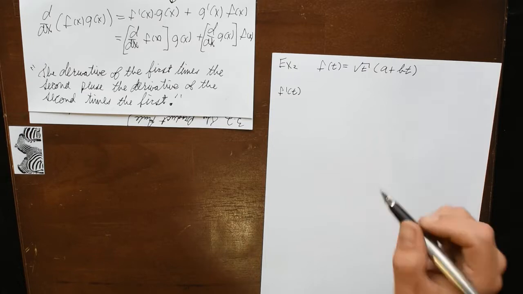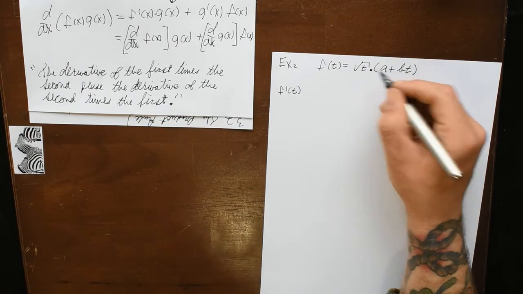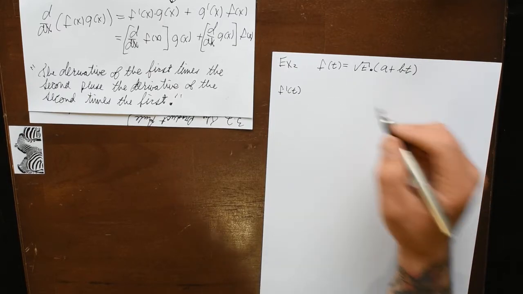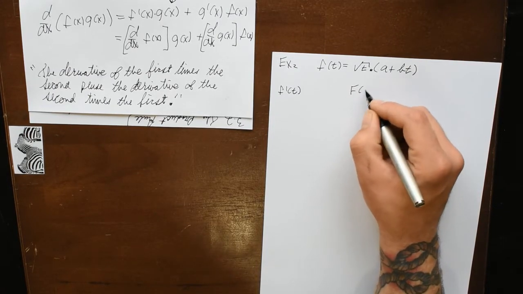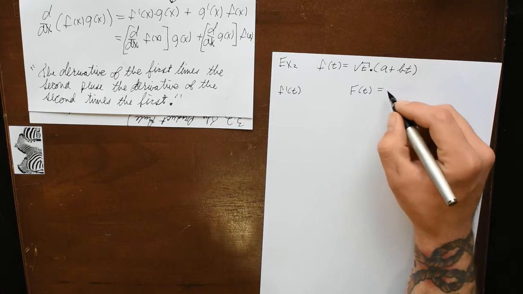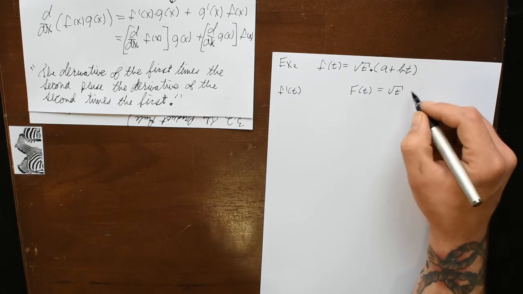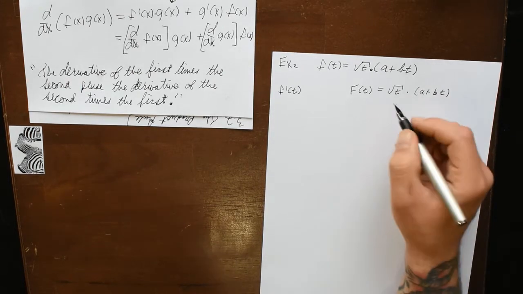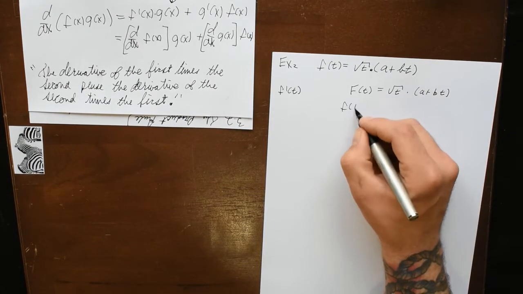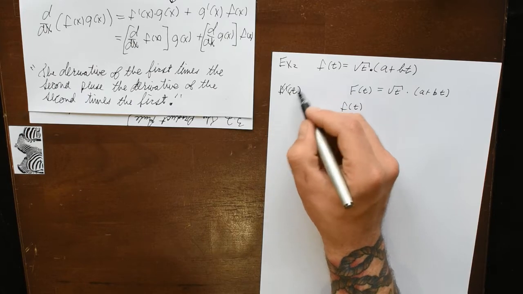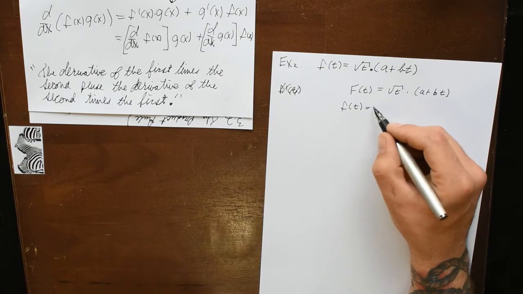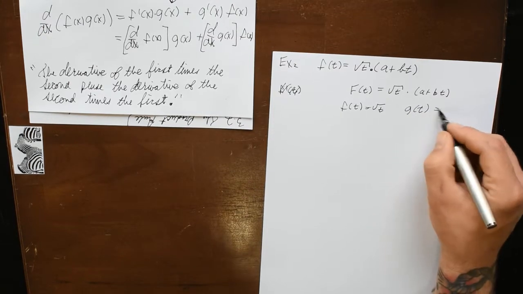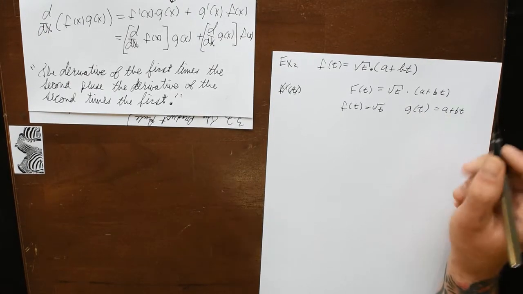Well, like I said, we've got these two functions. That's multiplication. And what I'm going to do is call this big function capital F of t, and that's equal to the square root of t times a plus bt, and I'm going to call little f of t the square root of t, and I'm going to call g of t a plus bt.